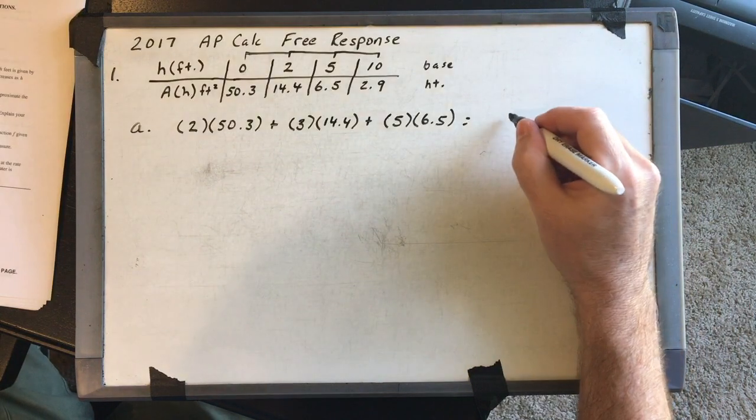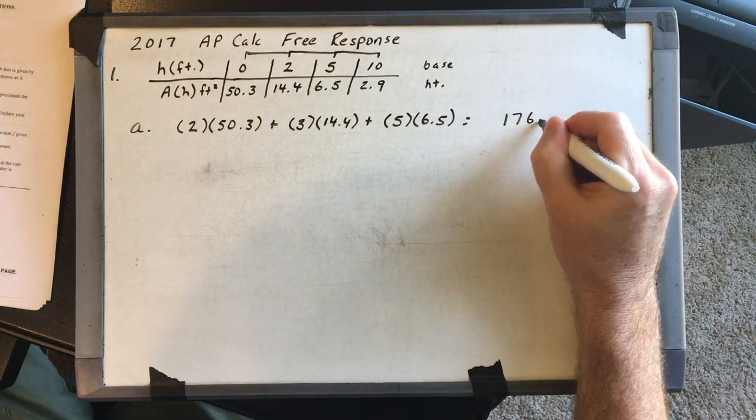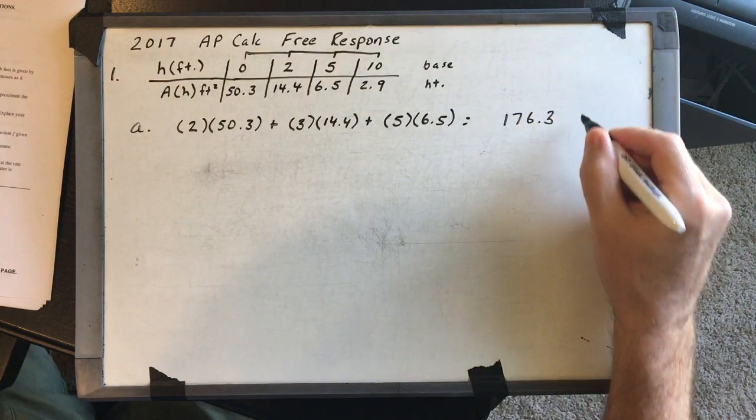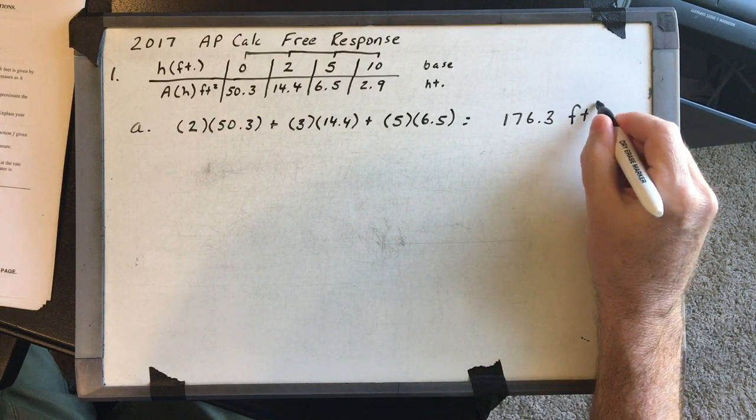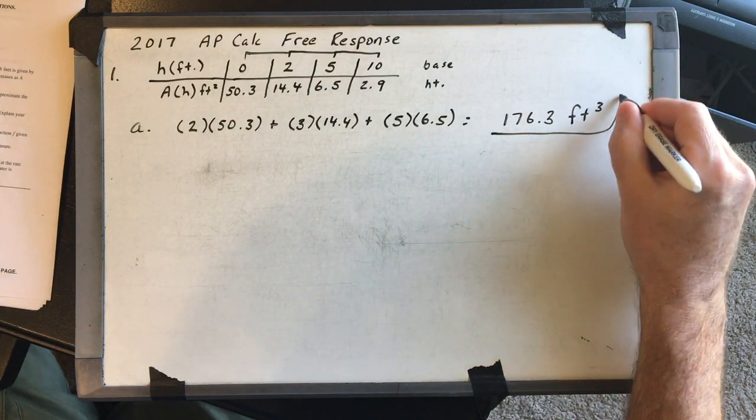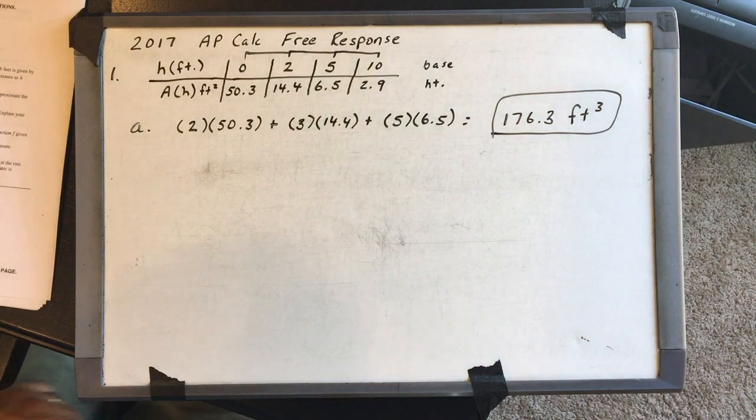So if you plug that in your calculator, you get 176.3. Now you need to get the units right. We're estimating volume, so that would be cubic feet. It's important to get the units right on the test.